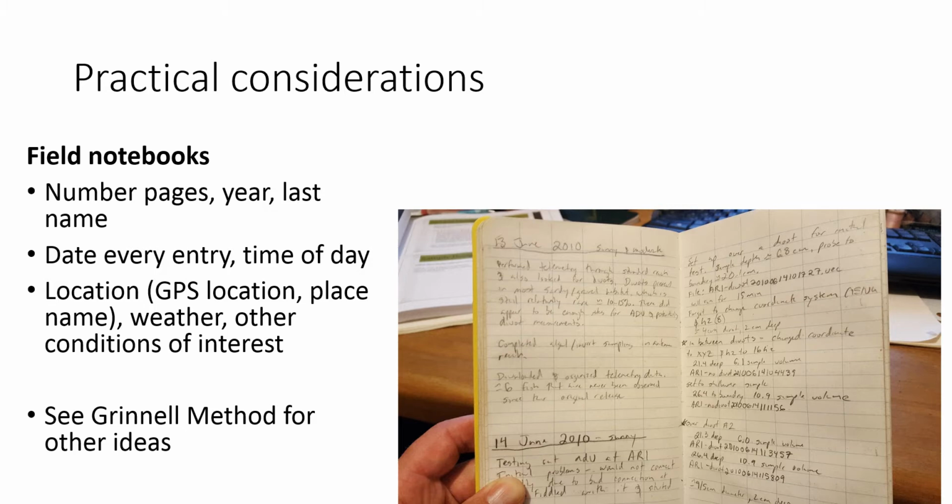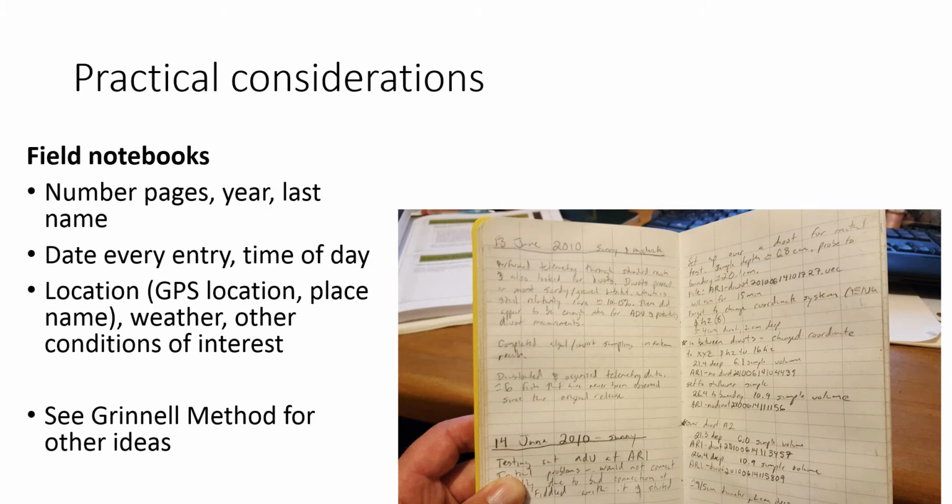You obviously will probably want to know where you did your study, whether it be a GPS location or a place name. Sometimes it can be for yourself. If you think there's any chance that somebody else might want to use your field notebook, having something that's not just in your head is a good thing to have in your field notebook.